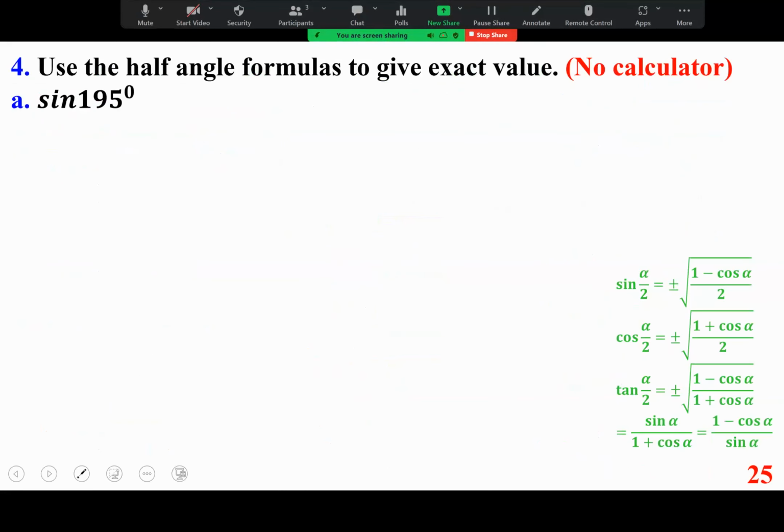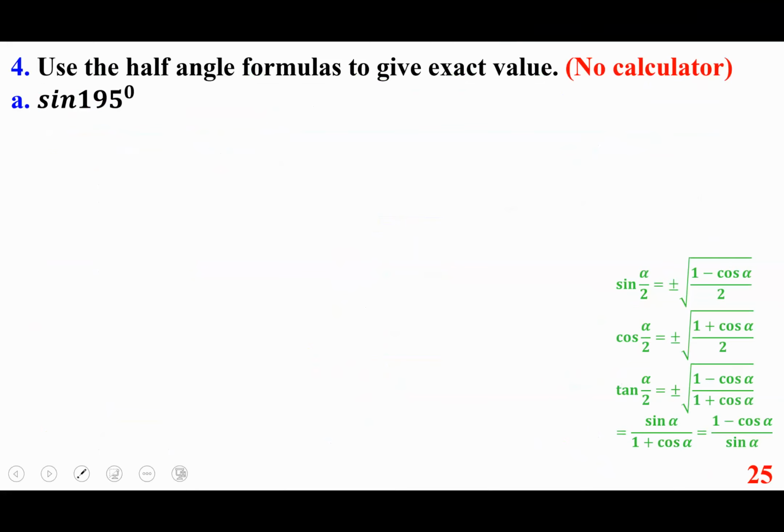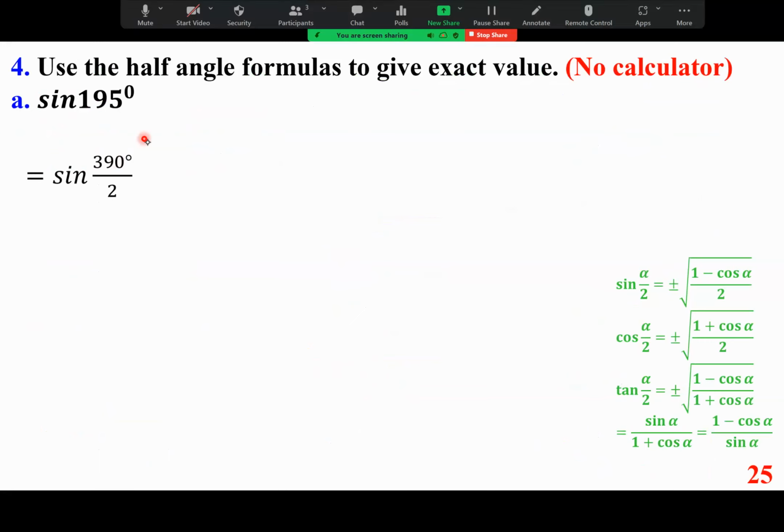For example, in this case, we don't want to use a calculator, and we want to come up with sine of 195 degrees. So use a half angle. We write sine of 390 over 2. And by the way, because 390, class, is 360 plus 30, it makes it a common arc. You don't need a calculator. So with that being the case, I can use this formula, plus or minus the square root of 1 minus cosine of 390 over 2.